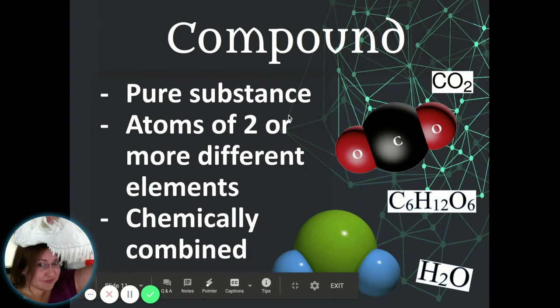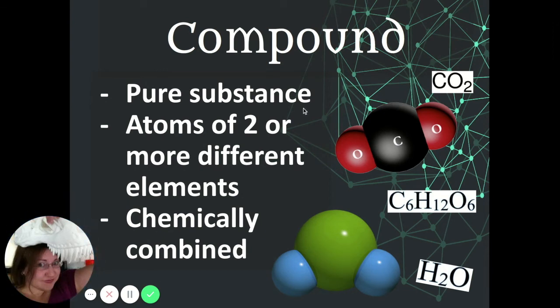So what is a compound? A compound is going to be made of two or more different elements. So compounds are not going to be able to be made from the same element. It has to be different elements that are present. Compounds are also pure substances because they're made only of elements that are chemically combined. And compounds can be broken down. However, compounds can only be broken down by chemical reactions, by chemical means that will separate the bonds between those individual atoms.